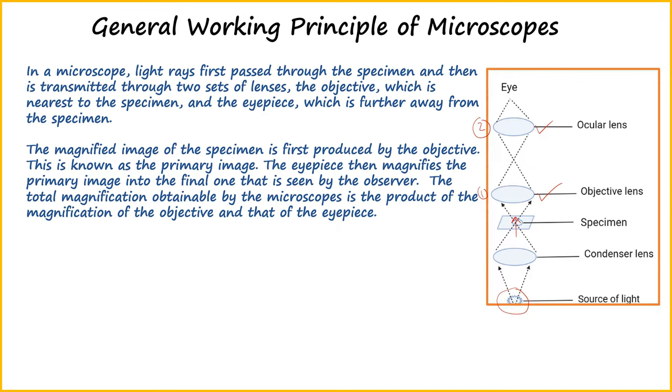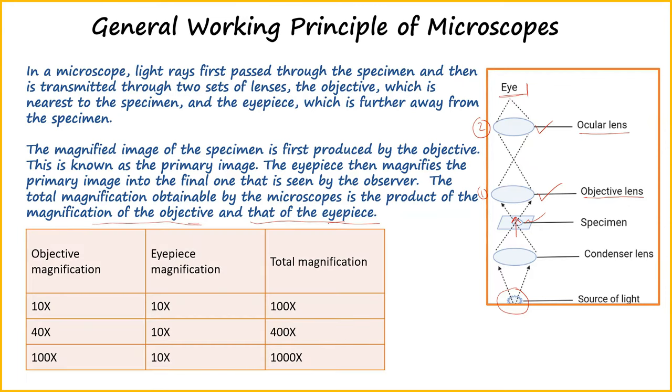The magnified image of the specimen is first produced by the objective. So what happens when the light rays pass through the specimen, it passes through the objective lens and creates a magnified image of this specimen, which is known as the primary image. The eyepiece then magnifies the primary image into the final one that is seen by the observer. After that, the ocular or eyepiece lens magnifies this primary image and produces a highly magnified image, which is observed by the observer. The total magnification obtained by the microscope is the product of the magnification of the objective lens and that of the eyepiece. So observers see the magnified image, which is the product of the objective lens and the eyepiece lens.